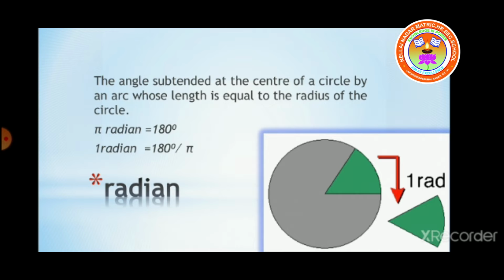Pi radian is equal to 180 degrees. So 1 radian is equal to 180 degrees divided by pi. If you know how much angle is subtended, we can find out the value of 1 radian also. I hope, students, you understood what a plane angle is and the definition of 1 radian.